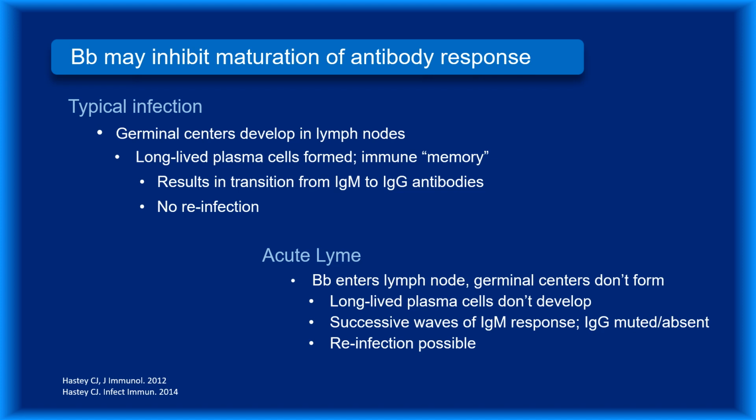However, research by Hasty and colleagues suggests that B. burgdorferi can interfere with this process. Using a mouse model, they found that the bacteria actively entered lymph nodes and disrupted the formation of germinal centers, such that long-lived plasma cells never developed. Thus, the mice continued to produce IgM antibodies, but never mounted an IgG response. Interestingly, serologic studies in humans have demonstrated that some individuals produce waves of IgM antibodies without ever seroconverting to IgG.